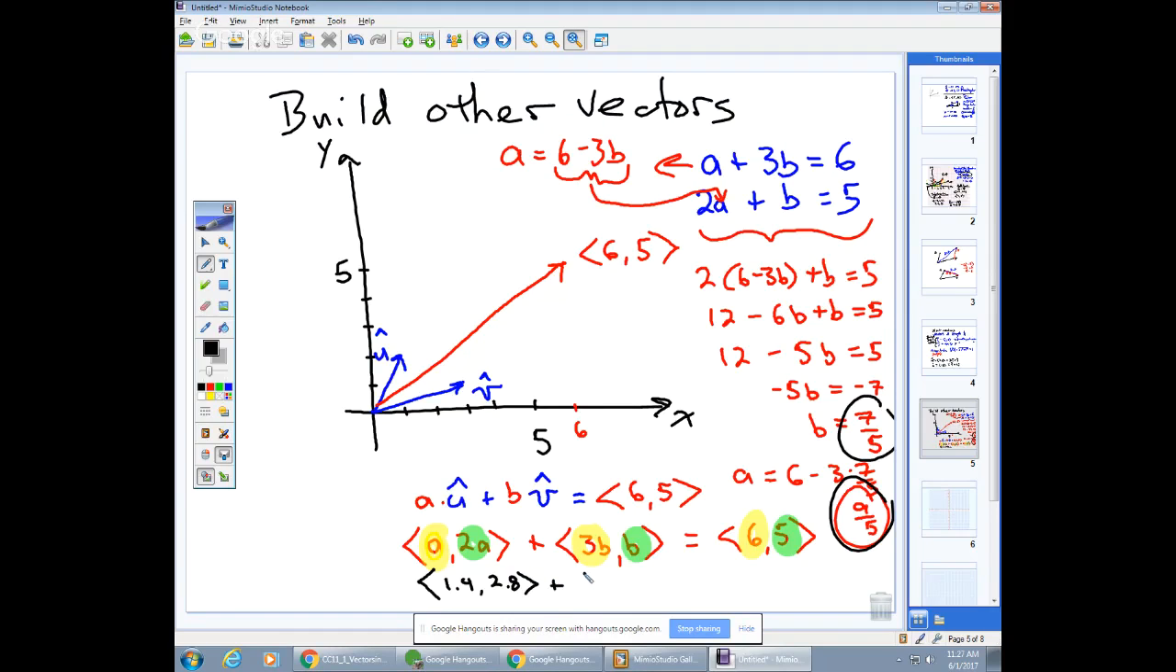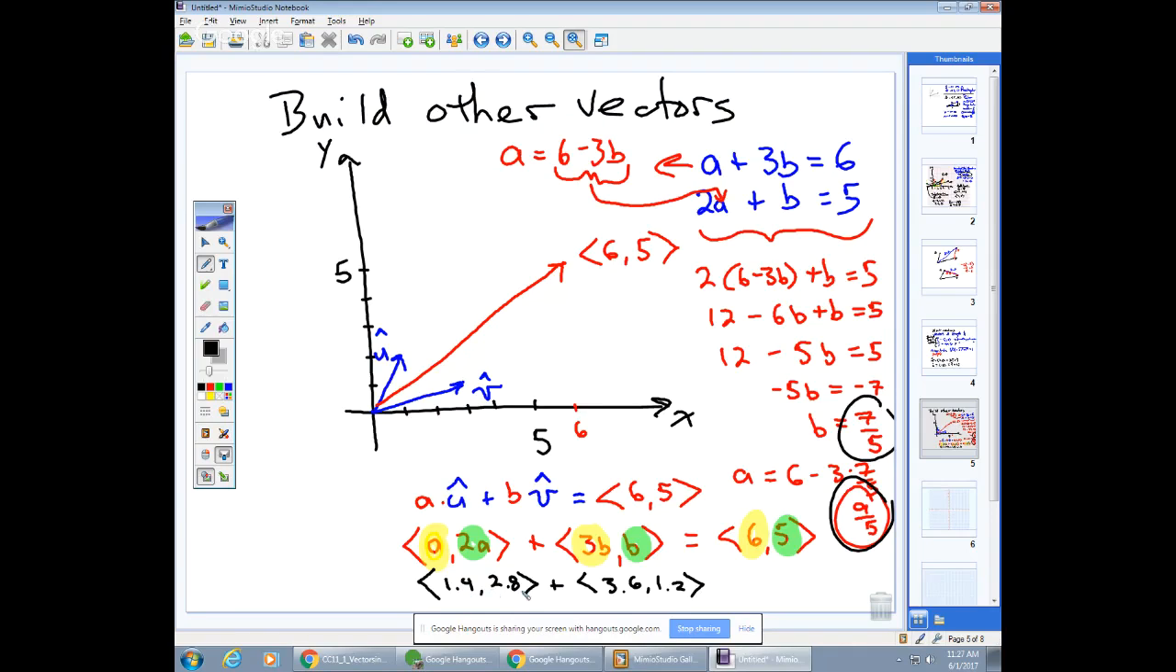And then the new scaled vector v, so what was that one? That was 1.2 times 3 is going to be 3.6, comma 1.2. 1.4 and 3.6 add up to 6 on a good day. 2.8 and 1.2, they add up to 5 on a good day. So all we did is extend these guys.